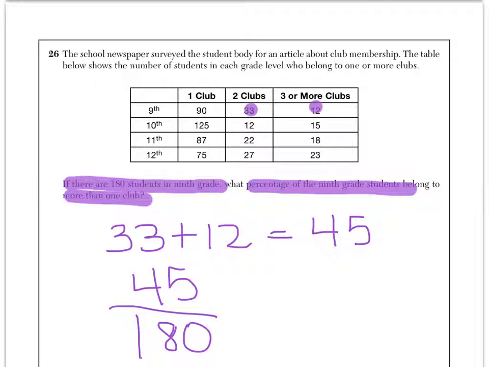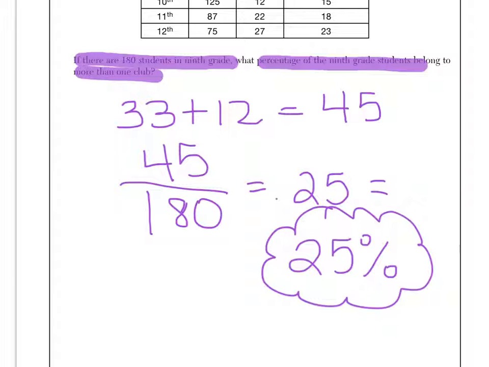And if we don't write this as a percent, then we don't get full credit. So let's divide this out on our calculator and write as a percent. And 45 divided by 180 is equal to 25 hundredths, which is 25%.